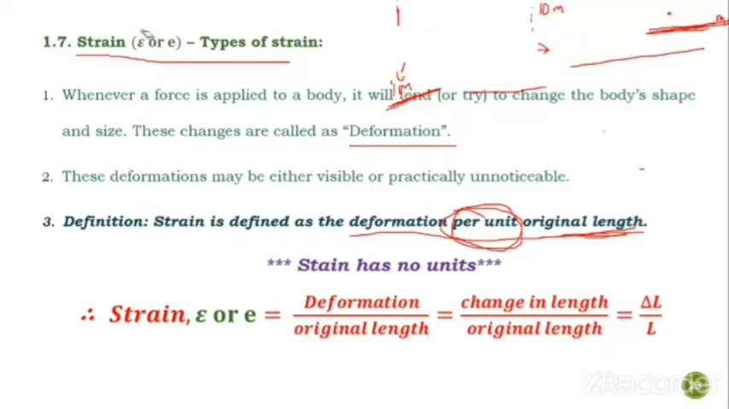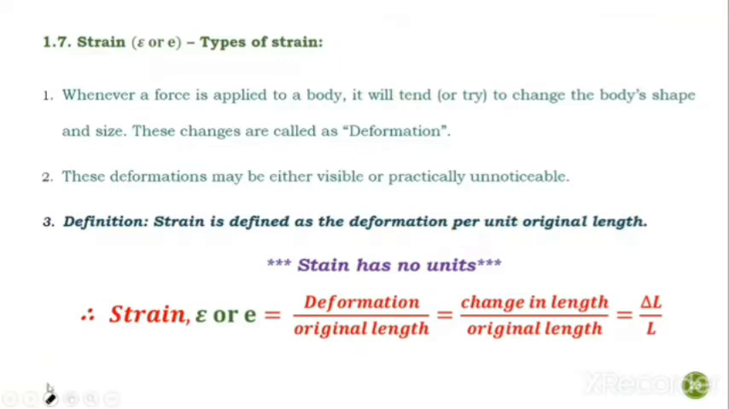Now you understood what is meant by strain. Strain is defined as deformation per unit original length. Strain has no units because strain is nothing but deformation over original length. Both have the same units. Therefore, this parameter has no units.